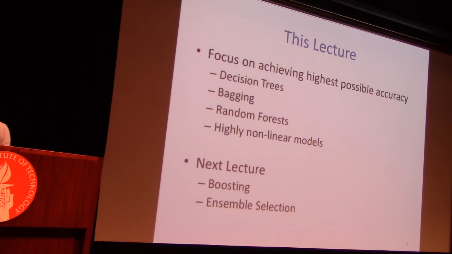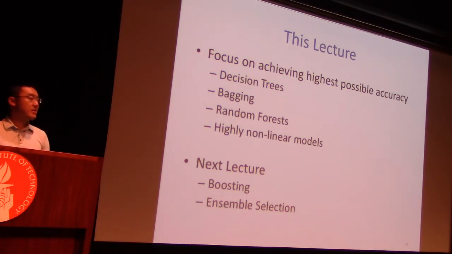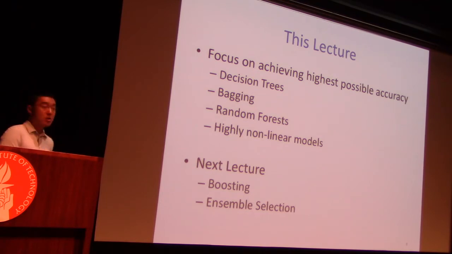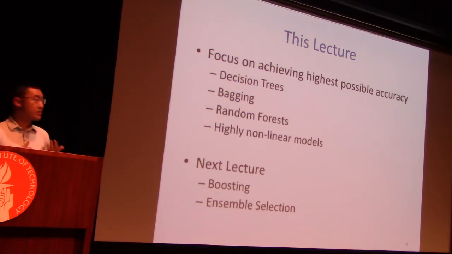So this lecture, we're going to focus on decision trees, which is a nonlinear model class. We saw just a little bit of a nonlinear model class in the form of an artificial neural net, and we'll talk about that more next week. The goal of using a nonlinear model class, one of the goals at least, is to achieve the highest accuracy possible. This lecture, we'll be looking at decision trees and some extensions such as bagging and random forests. And then the next lecture on Tuesday, we'll be looking at boosting and ensemble selection, which are also motivated by things like decision trees.